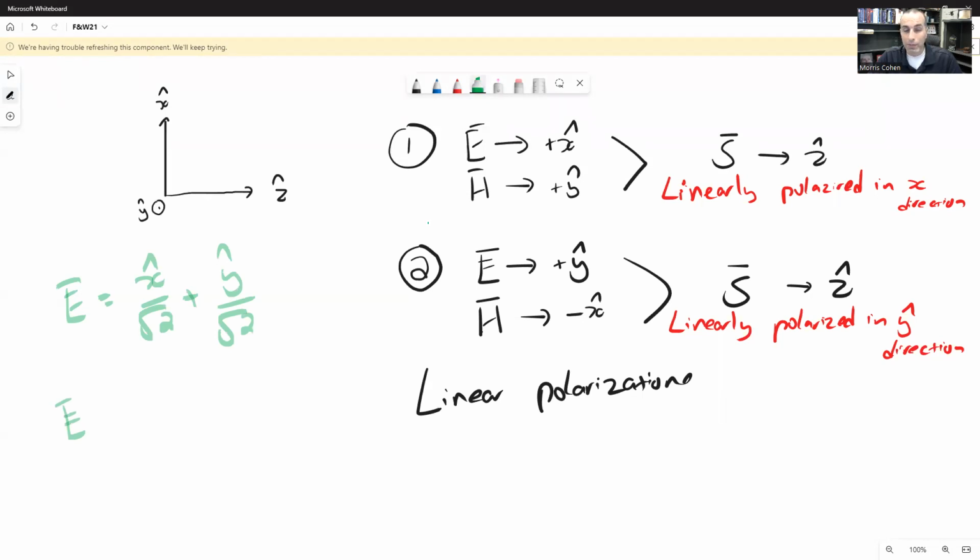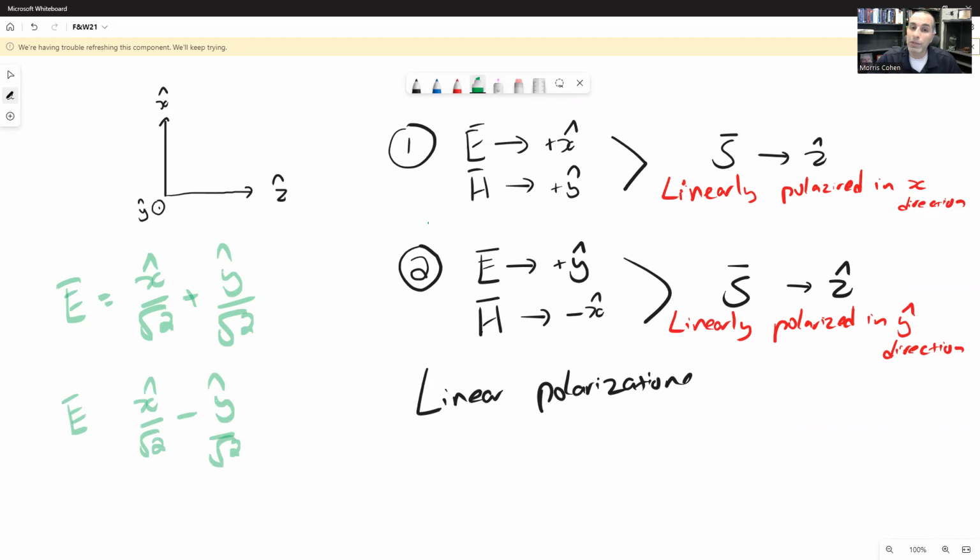And we could have a magnetic field, which is x hat over square root of 2 minus y hat over square root of 2. Sorry, it was supposed to be a magnetic field here. And that would also be a linearly polarized wave, but the electric field in this case is at a 45-degree angle between the x and y axis.